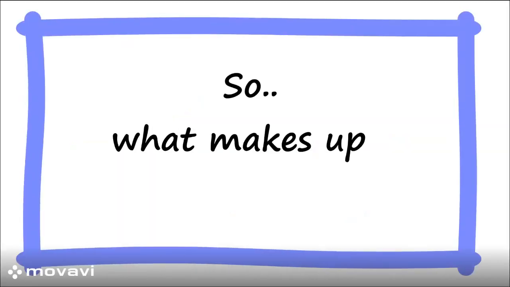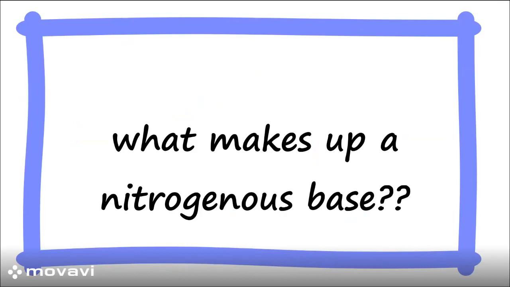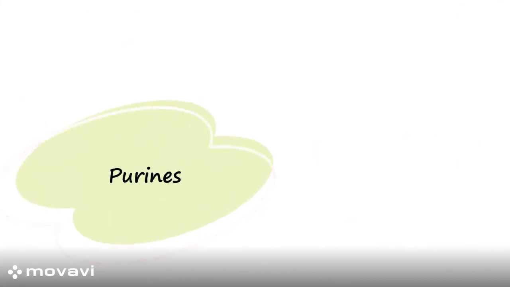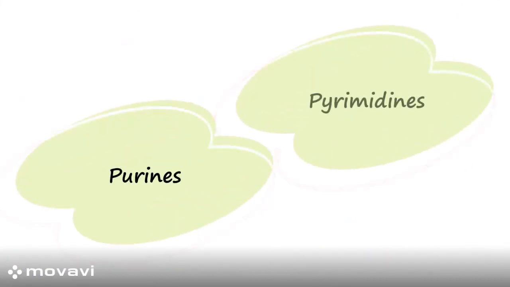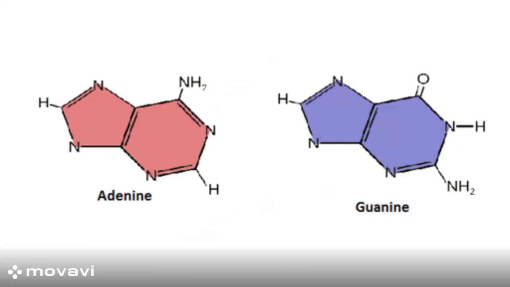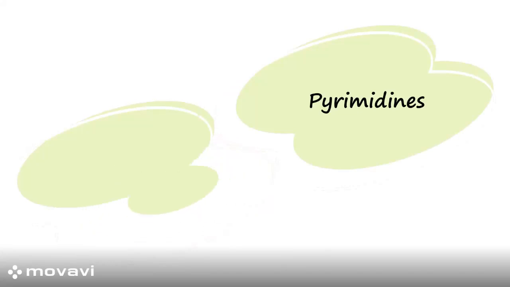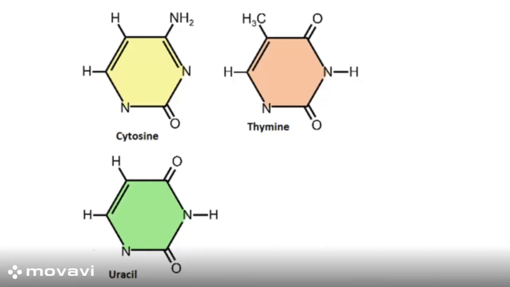So, what makes up a nitrogenous base? There are two forms of nitrogenous bases: purines, which are two carbon nitrogen ring bases which consist of guanine and adenine as nucleobases, and pyrimidines, or one carbon nitrogen ring bases consisting of cytosine, thymine and uracil as nucleobases.